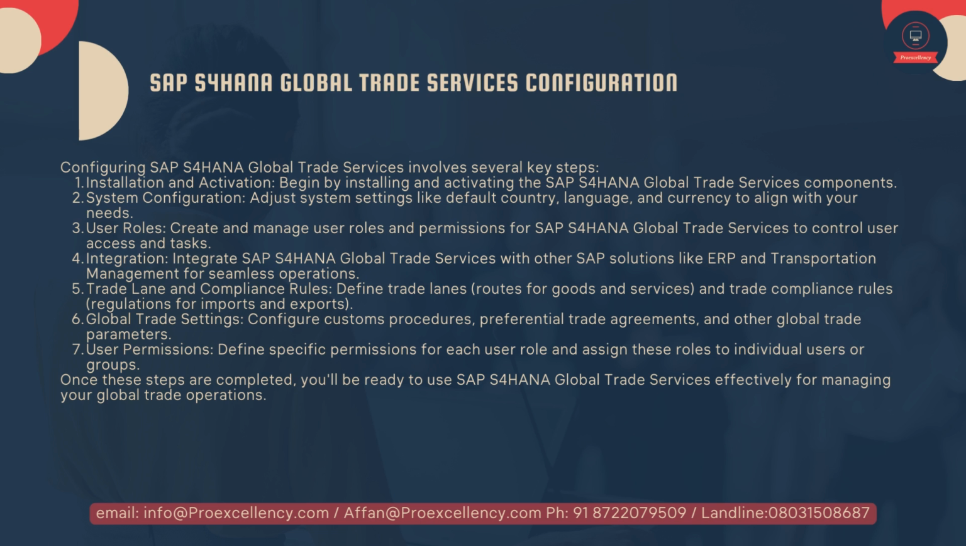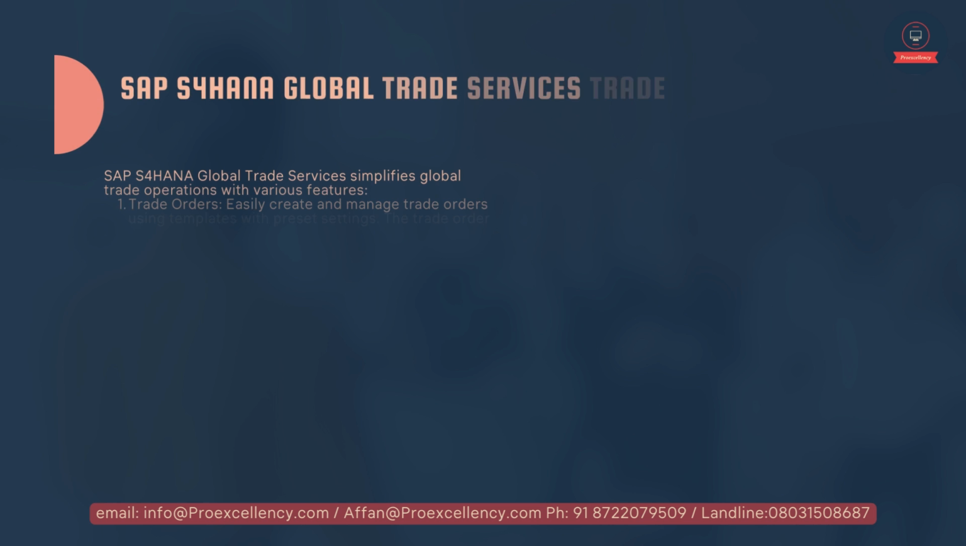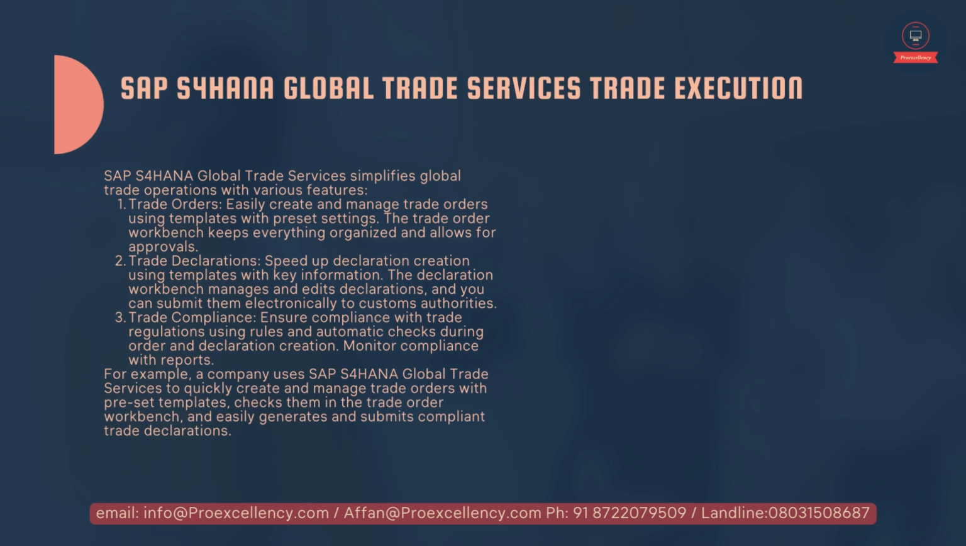User permissions. Define specific permissions for each user role and assign these roles to individual users or groups. Once these steps are completed, you'll be ready to use SAP S4hana Global Trade Services effectively for managing your global trade operations. SAP S4hana Global Trade Services Trade Execution. SAP S4hana Global Trade Services simplifies global trade operations with various features. Trade orders. Easily create and manage trade orders using templates with preset settings. The trade order workbench keeps everything organized and allows for approvals.